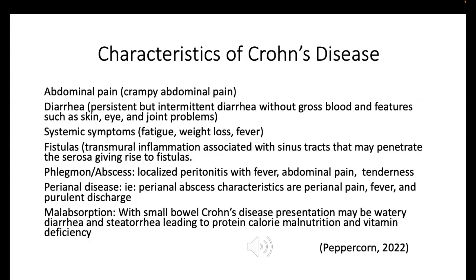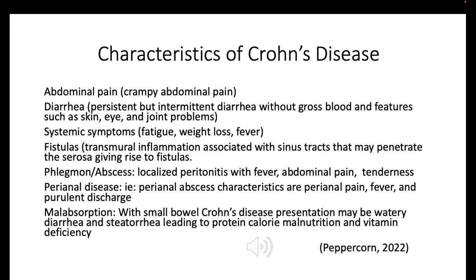Fistulas can occur, which are transmural inflammation associated with sinus tracts that may penetrate the serosa, giving rise to fistulas. You have the phlegmon and the abscess, which is localized peritonitis with fever, abdominal pain, and tenderness. You could also develop, which I see often, perianal disease. A perianal abscess is characterized by perianal pain, fever, and purulent drainage.